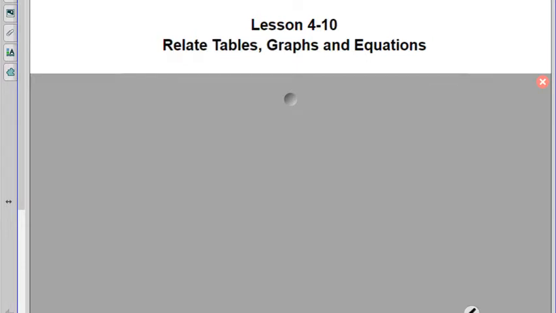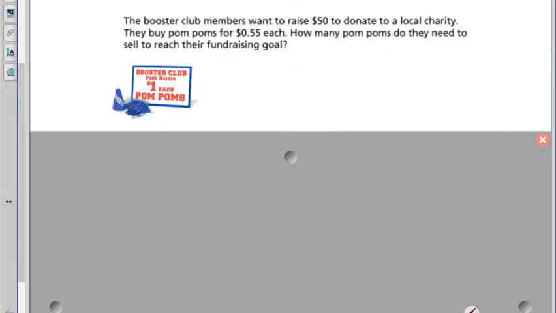How fun! All right, in this first problem, we have a booster club selling pom-poms to support their local charity. They want to raise $50 for this charity, and they buy pom-poms for 55 cents each. It looks like they're selling them for $1. We want to know how many pom-poms they need to sell to reach their goal.